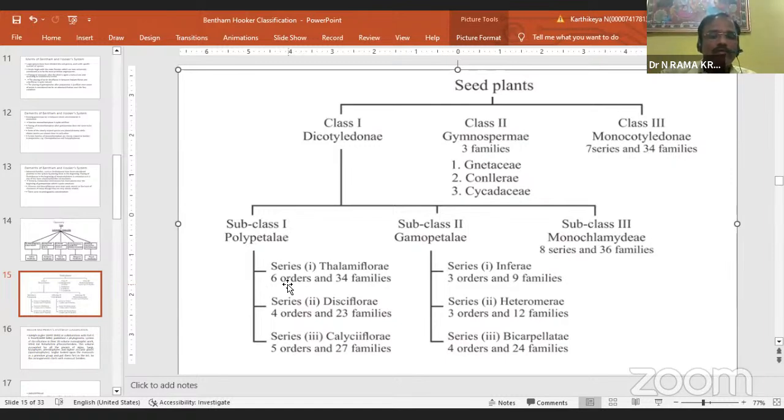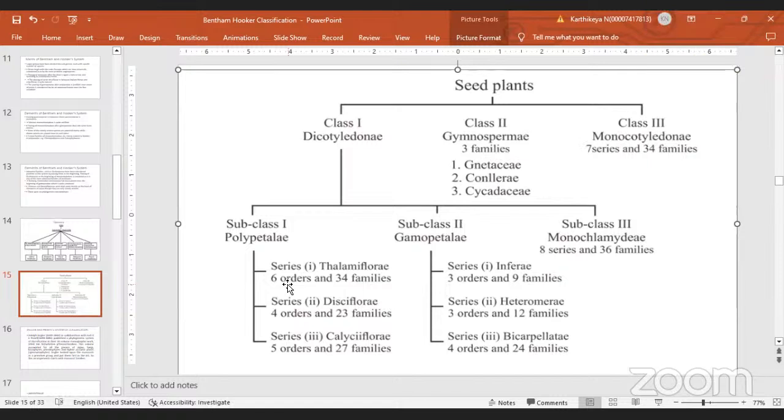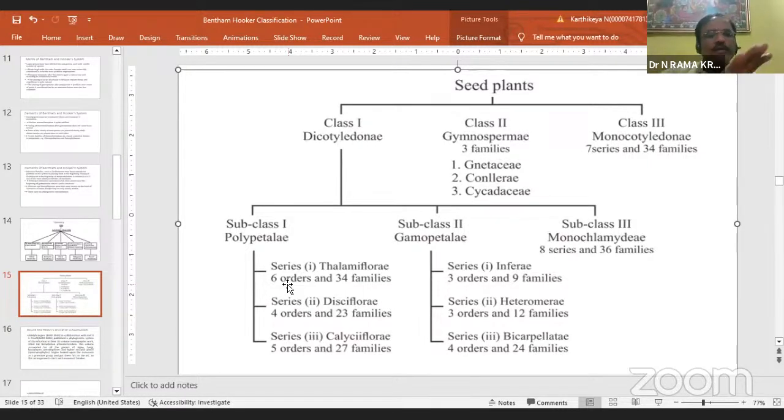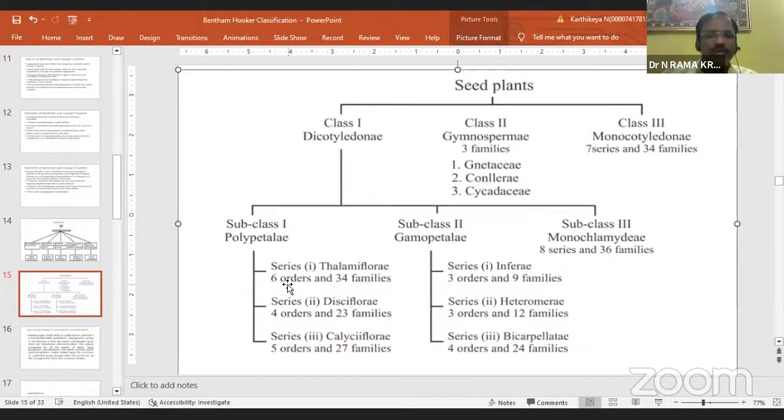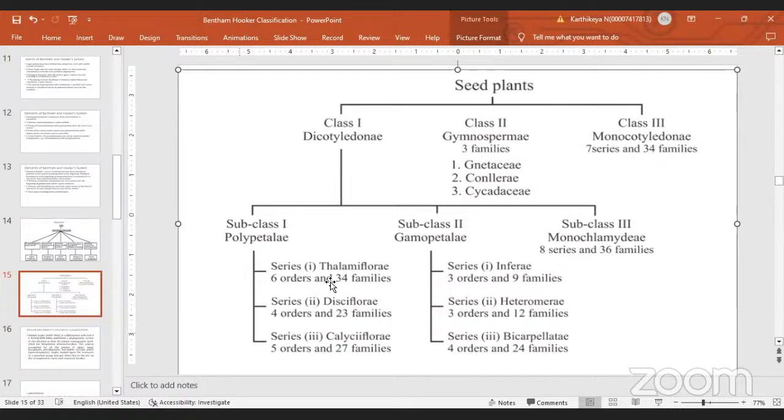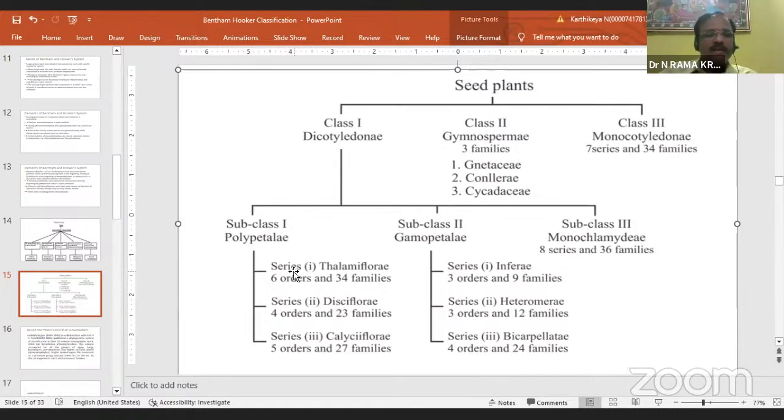For example, when you're studying the Gymnosperms, there are no orders, no subclass, no series. From the class directly, we are studying only families. Here, the structure is different: after class, there is subclass, and under subclass, series are there.